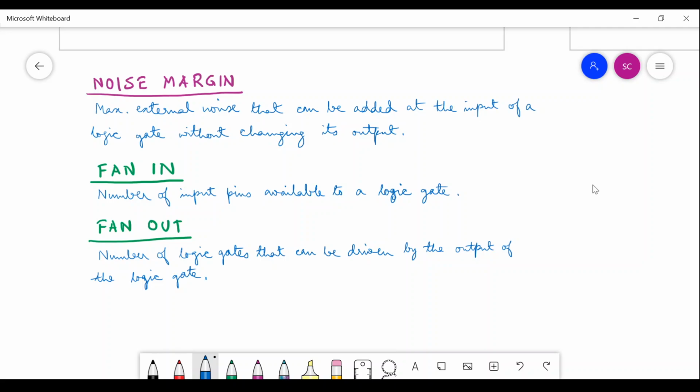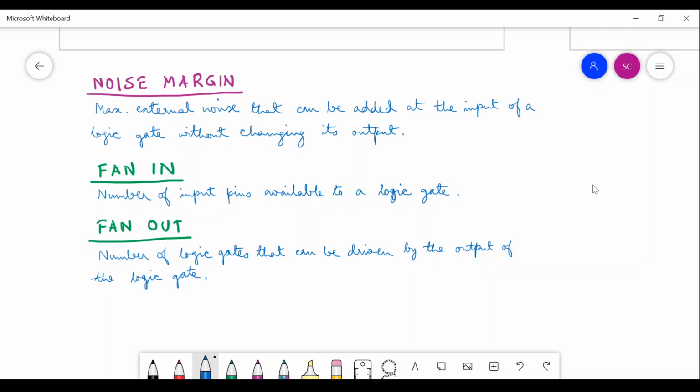Now what is the noise margin? Noise margin, as you may have already read perhaps, is the maximum external noise that can be added at the input of the logic gate without changing its output.